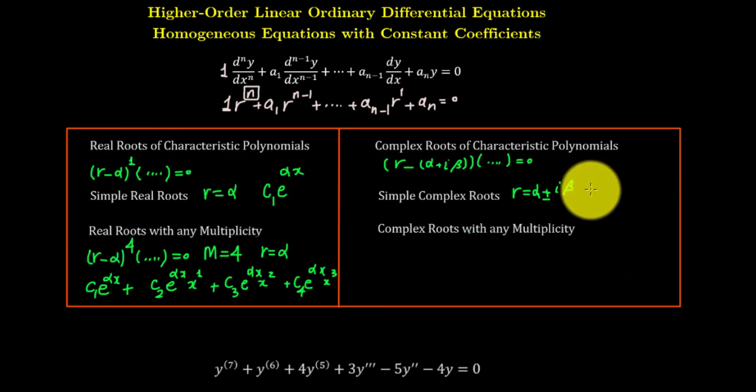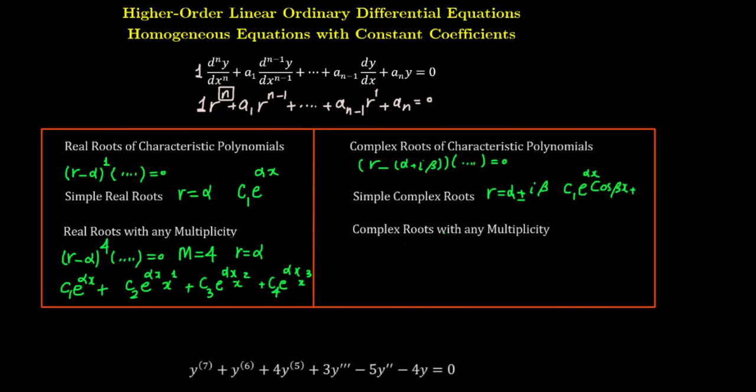In that case, you're going to have c1 e to the alpha x, where alpha is the real part, times cosine beta x, plus the next term is the same thing but with the sine, so c2 e to the alpha x sine beta x, as two independent solutions related to this complex root.